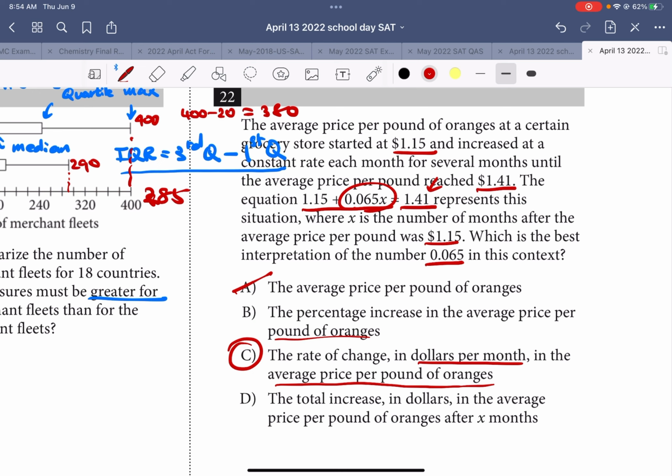The reason why B cannot be the answer: X is a number of months, so this one should say a rate per month. Like this, rate per month. But B doesn't describe that. So it should be the rate of change in dollars per month in the average price per pound of oranges. That should be the right answer.